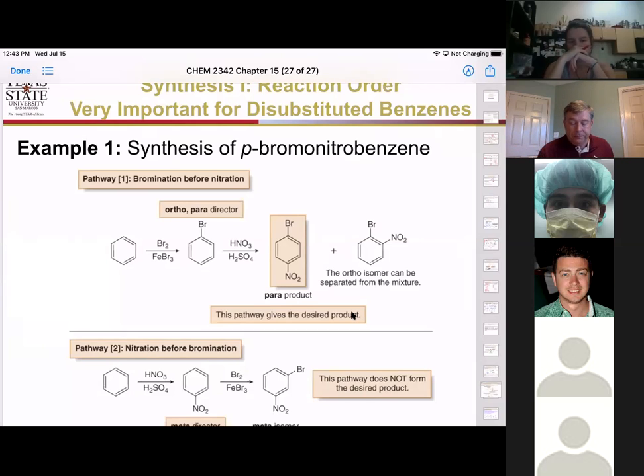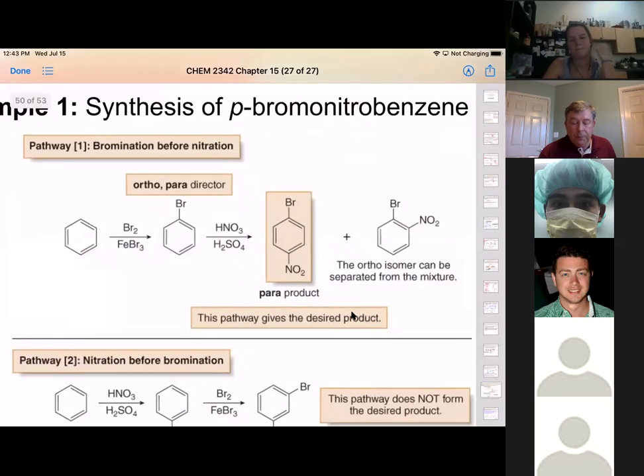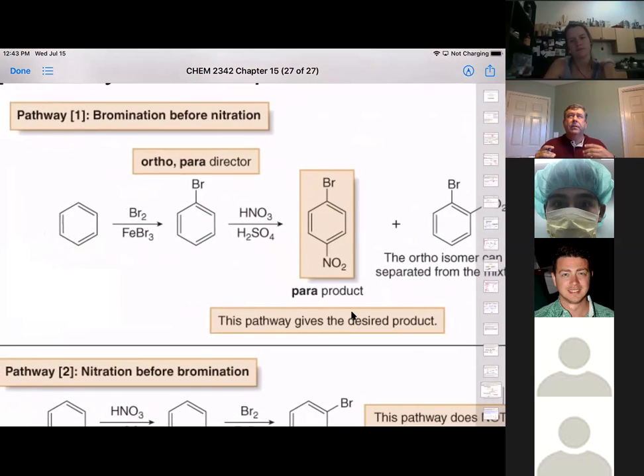So for example, let's say we wanted to make a nitrobromobenzene, okay? But we only wanted a specific isomer, okay? So let's say we wanted the para isomer, okay? So if we started with nitrobenzene and we brominated that, nitro is a meta director. We would not get the para product or the ortho product if the nitro group was on there first. So we have to swap the order of addition.